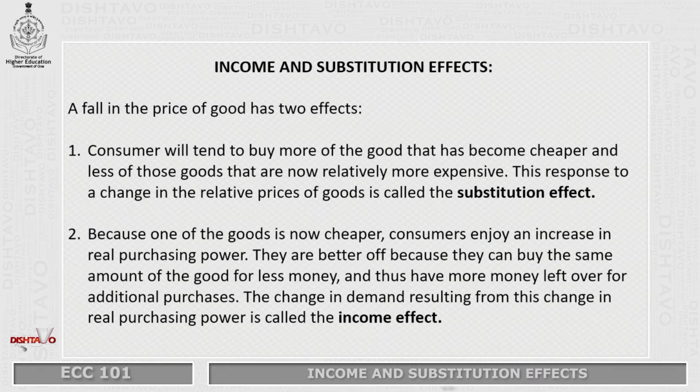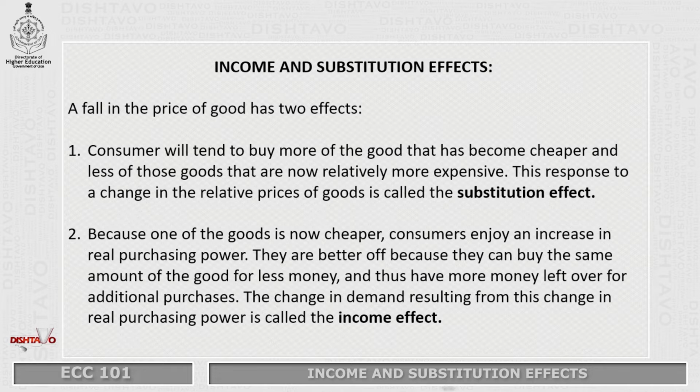First, we'll understand the concept of income and substitution effects in general. Now, when there is a fall in the price of a commodity, it has two effects. The first one is that the consumer will tend to buy more of that commodity because it has become cheaper due to the fall in price, and they will buy less of the other commodity which is now quite expensive. This response to a change in the price of a good is called the substitution effect.